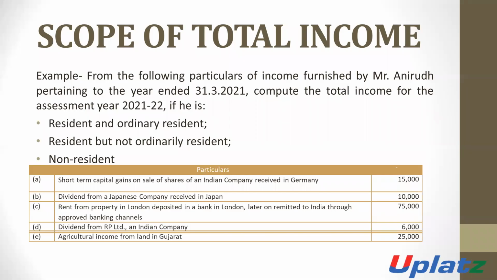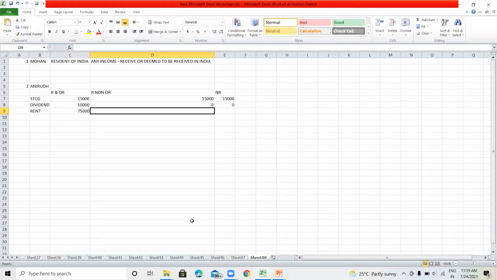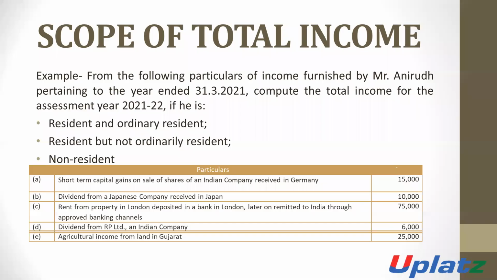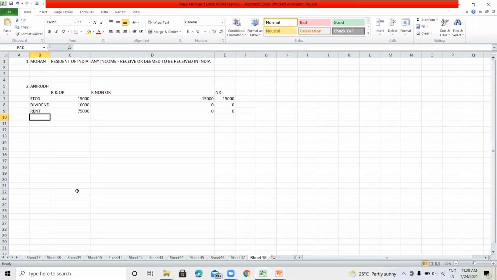But in the case of resident but not ordinary resident, if such income relates to a business which is managed from India, then it will be taxable, otherwise it will not be taxable. So in this situation, this is not business income, so it will not be taxable in the hands of a resident but not ordinary resident, and it will not be taxable where he is non-resident. Dividend from RP and Indian company.